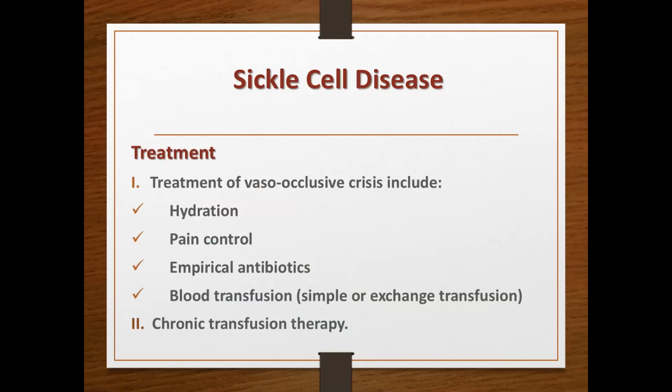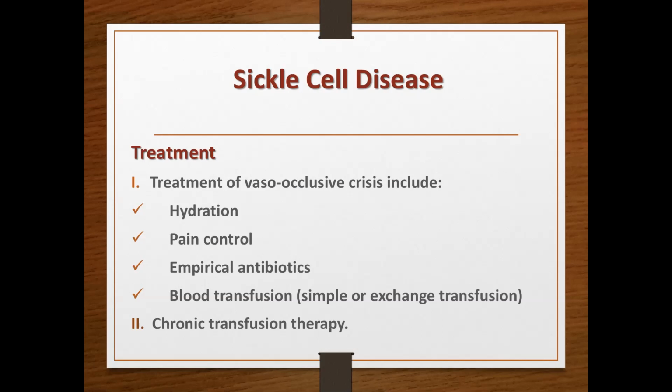Treatment of vaso-occlusive crisis includes a good amount of fluid by hydration, and pain control by giving the patient analgesics, and if it is severe enough, even narcotics can be given. Empirical antibiotics, because these patients are liable to infection with the previously mentioned encapsulated organisms and sepsis. So when he develops fever, we should give him empirical intravenous antibiotics.